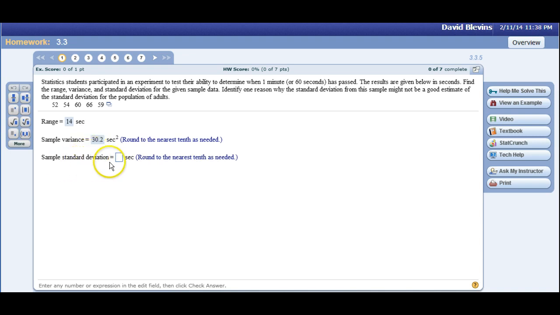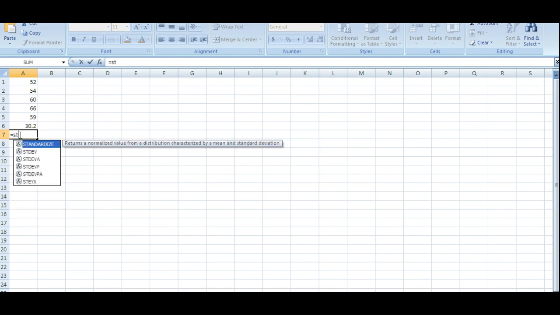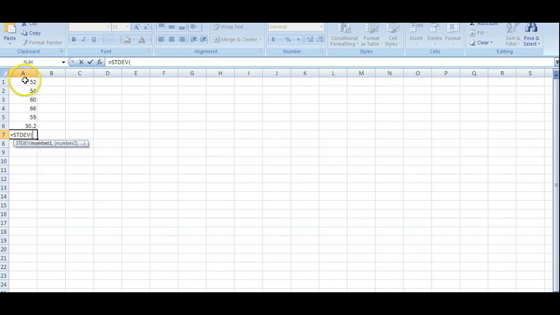Alright, and then sample standard deviation. Go back to Excel, go down to the next block, type in equals, start typing in standard deviation, and then this one, estimate standard deviation based on a sample. So that's the one I want. Again, just read it. It may be different on yours, but usually it's STDEV for standard deviation. Alright, same thing, highlight the data.